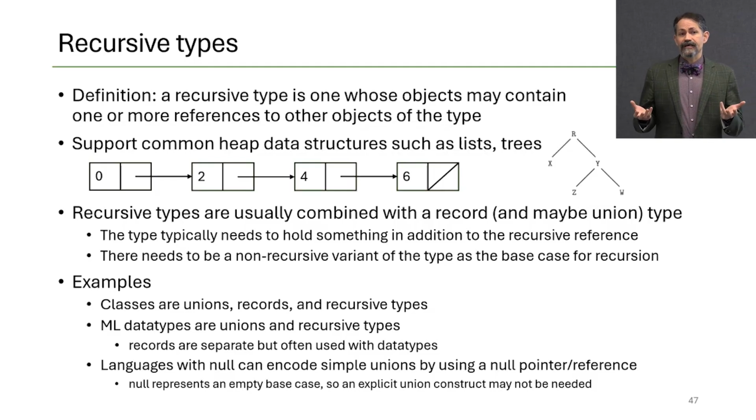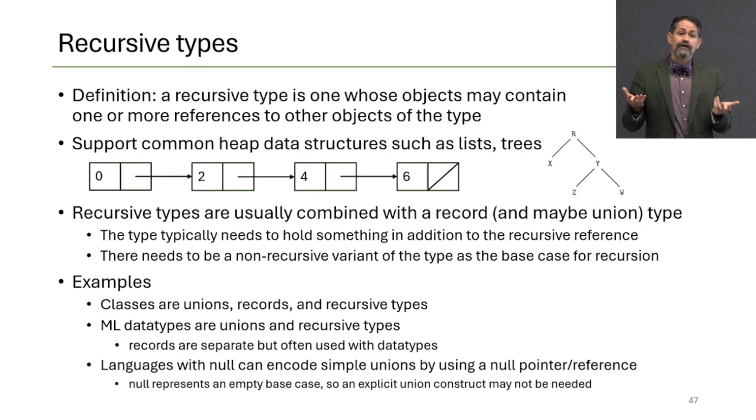For example, if we have a list, then the first link in the list has an element and then a pointer to the next link in the list, which is also a link, right? So it's recursive. One link refers to the next one. Similarly, in trees, each node in the tree refers to its children, which are also nodes in the tree.